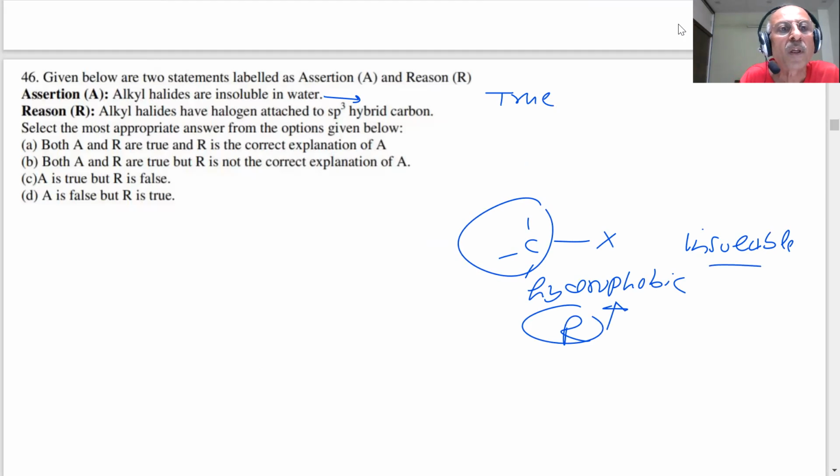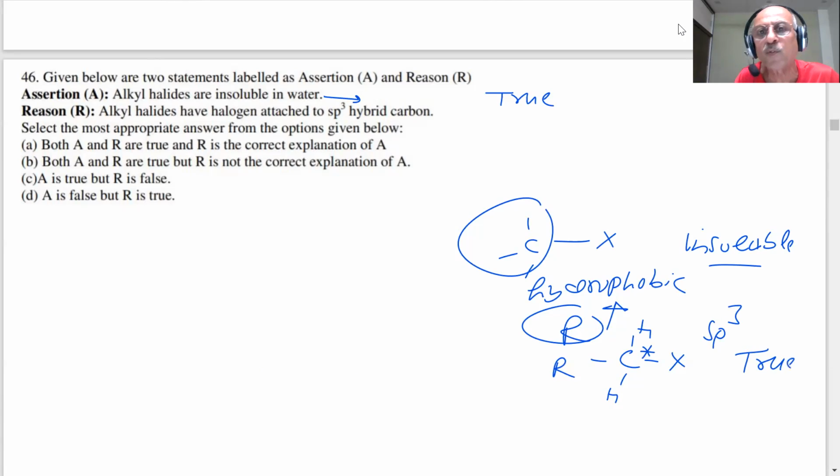That is true. Reason: alkyl halides have halogen attached to sp3 hybrid carbons. Of course, this carbon is sp3 hybridized. In the case of alkyl halide, you can have this alkyl halide. This carbon is sp3. This is also true, student.